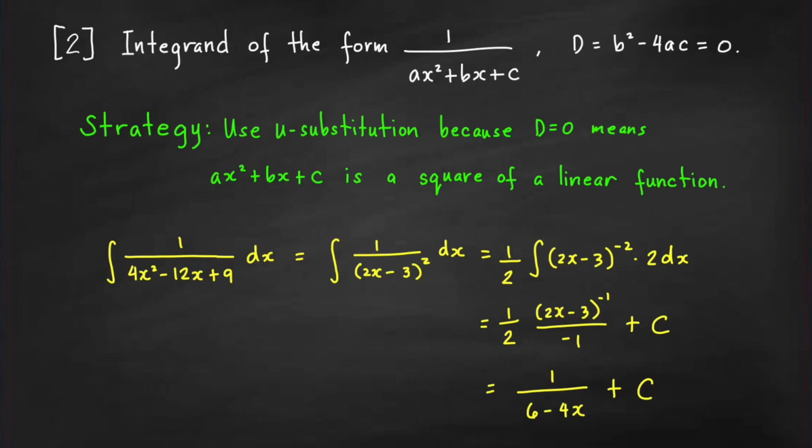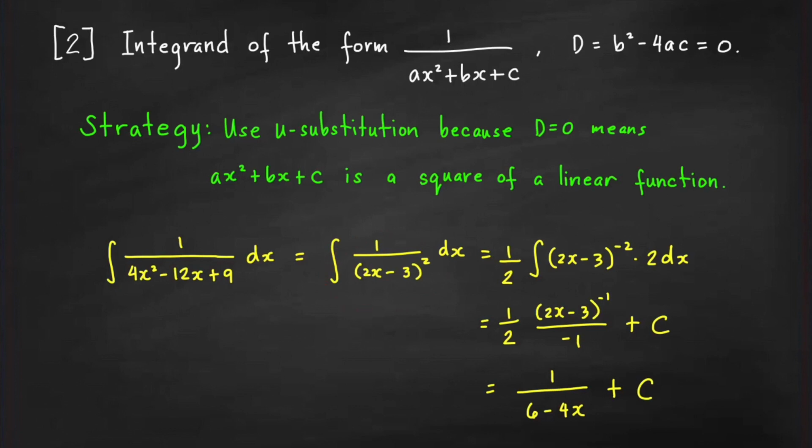For example, if you're given the integral of 1 over 4x squared minus 12x plus 9 dx, when we factor the denominator, we'll get 2x minus 3 quantity squared. Since this is a square of a linear function, for sure the discriminant here will be equal to 0, because as you can see, there is only one zero of this quadratic expression, and that is x equal to 3 halves. So here we can evaluate this integral by substitution.